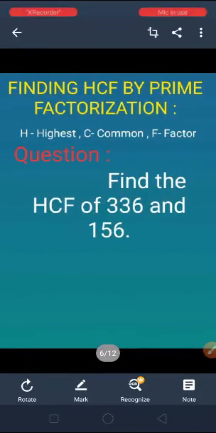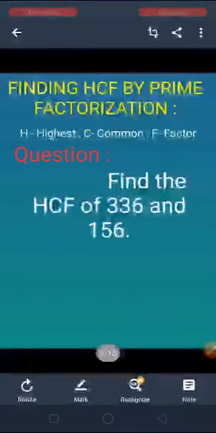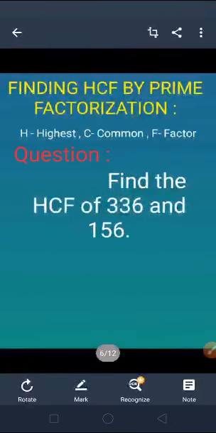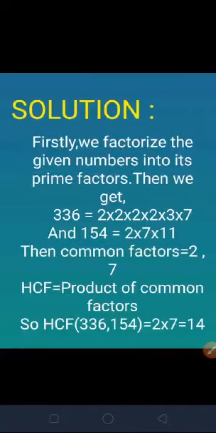Students, next one, finding HCF by prime factorization. The full form of HCF is highest common factor. Now we take a question. Find the HCF of 336 and 154. Let us see the solution of this question. Students, first of all, we factorize the given numbers into their prime factors.